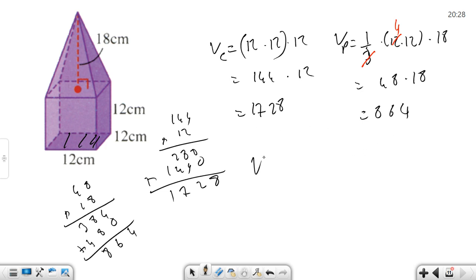864. So the volume of the combined shape is equal to 1728 plus 864, which is 2592 centimeter cube. That's the end of the video. Thanks for listening. I hope it will help you on your exams and my exam.